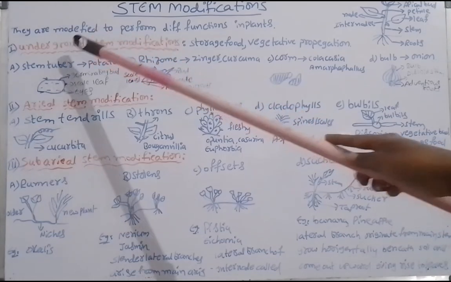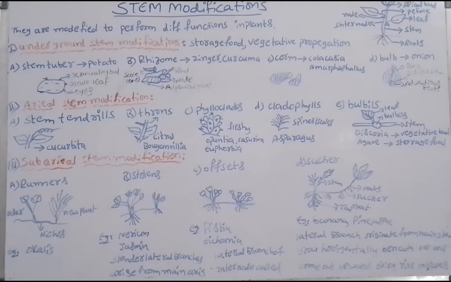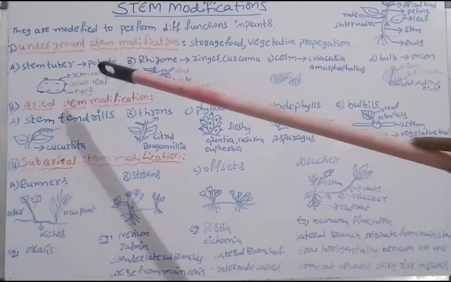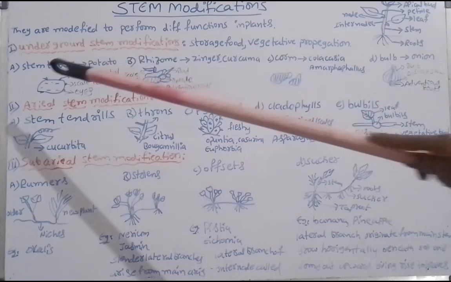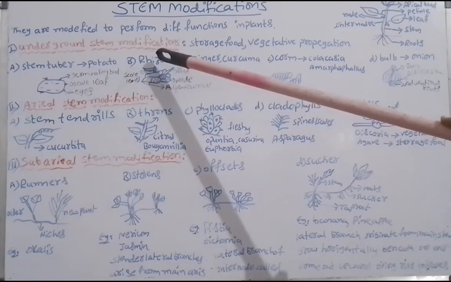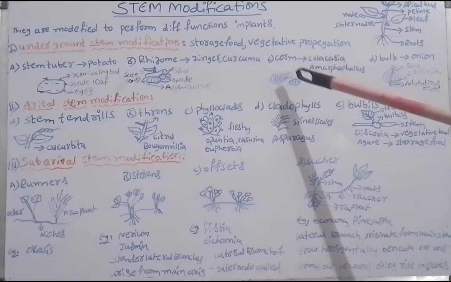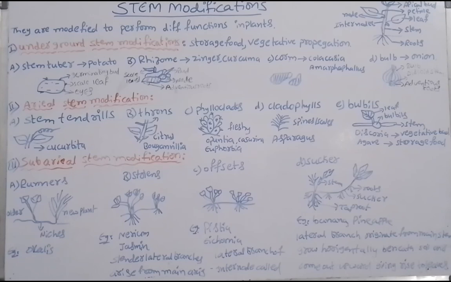The underground stem modification is divided into four types. First one, stem tuber. Next one, rhizome. Next, corm. Next, bulb. These are the four underground stem modifications.